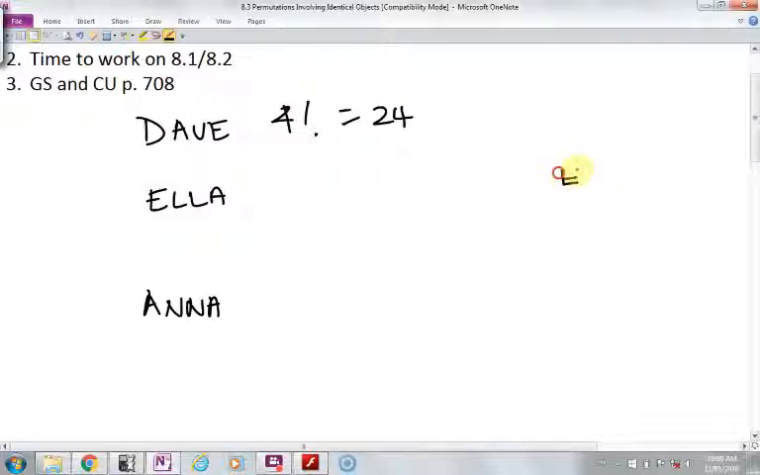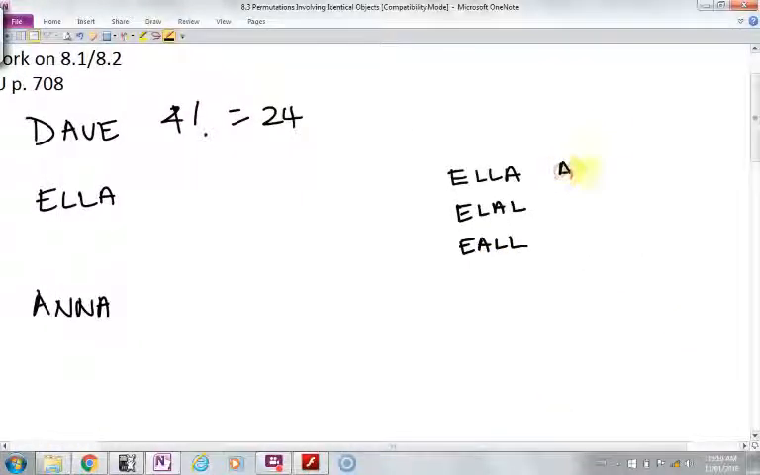So we have the E's. Let's do all the ones with E first. So we can have Ella as normal, or we could have it like this, or we could have it like this. So those are all the ways with the E first, right? Everybody okay with that? Now if we're going to do the A first, basically we just reverse these. Those are all the ways I can do it with the A's first.